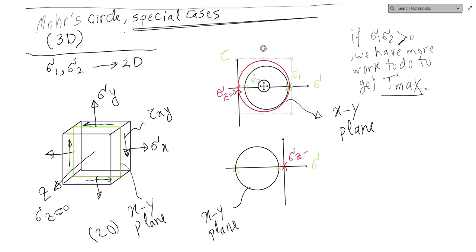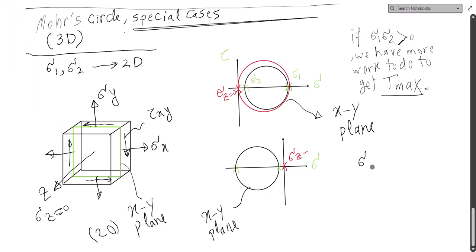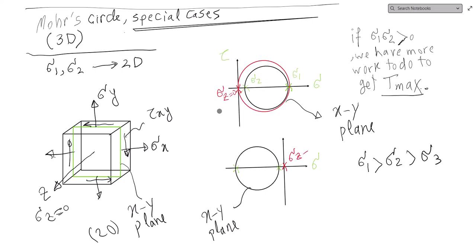This is good enough. So the red circle is actually the circle that goes through sigma 1 and sigma 3, shall we say. There's a convention here, and that is usually we consider this order for naming them: sigma 1, sigma 2, sigma 3. Sigma 1 should be larger than sigma 2, larger than sigma 3. So in this case, our sigma 3 is 0, and then we draw this circle in the xz plane.